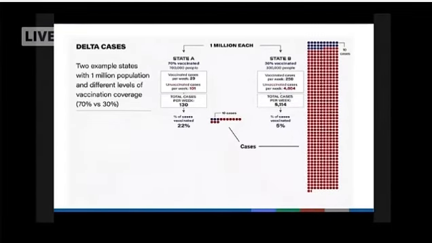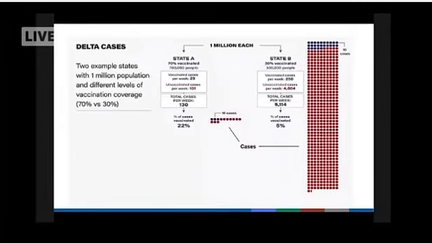Using the vaccine efficacy estimates from the UK, we can estimate the number and proportion of unvaccinated cases shown in red and vaccinated cases shown in blue.